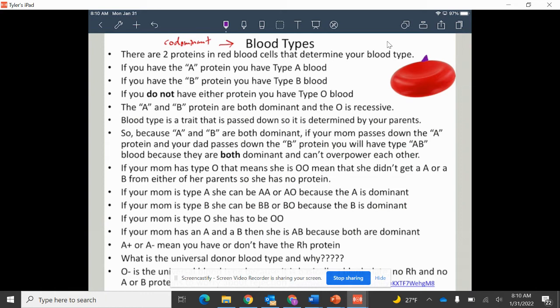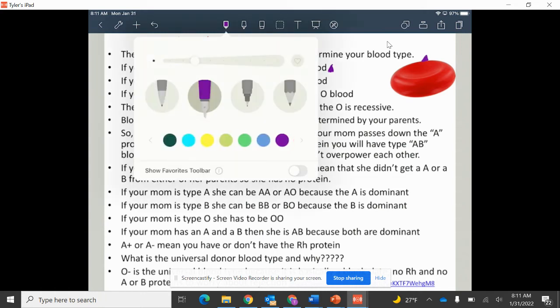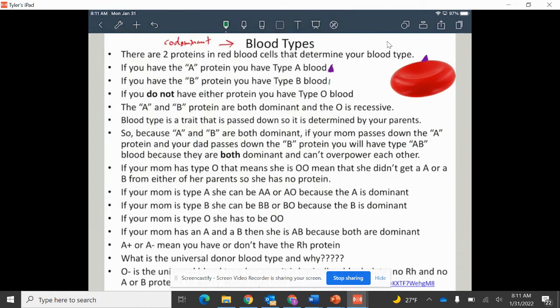And so if you have an A protein on your blood, well, maybe we'll represent it with a little purple triangle, right? You would be type A. If you had, let's say, let's use a different color here. We'll use green. We'll make a little square here. If you have this protein on your blood, the little green square, you are type B. So if you had that, you would be type B blood.